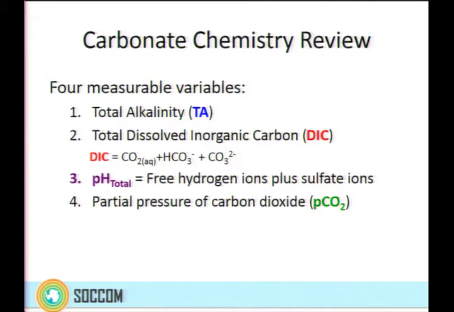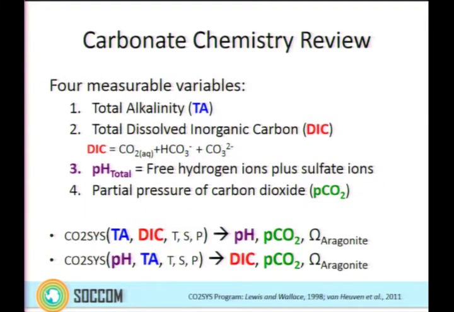Those 4 variables are all related by a set of equilibrium constants, and I'm not going to show you those equations because they're pretty ugly, honestly. But thankfully, there are a couple of programs that allow you to calculate the carbonate system. As long as you have 2 of the carbonate system variables, along with temperature, salinity, and pressure, you can calculate the other 2. And you can also calculate other parameters like the saturation state of aragonite or the Revelle factor.